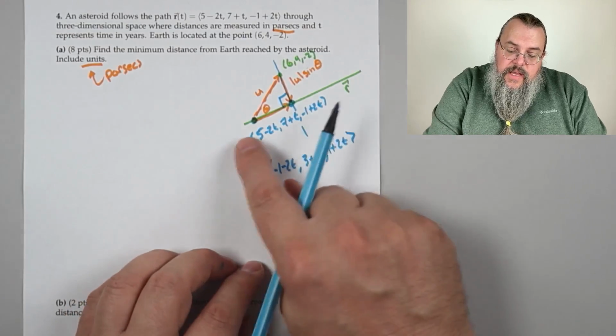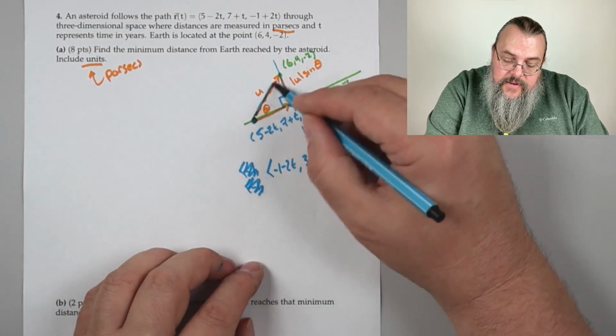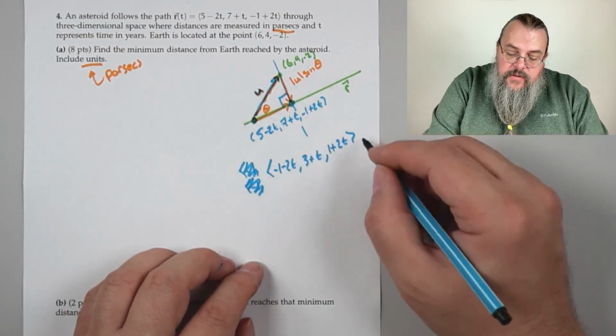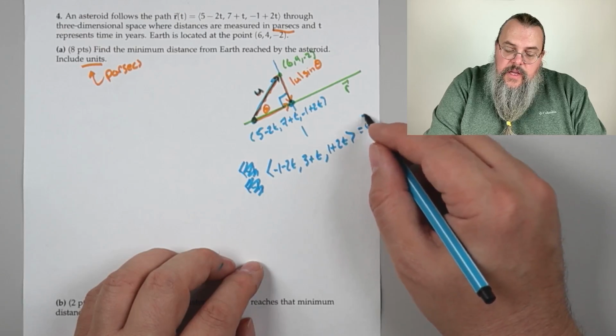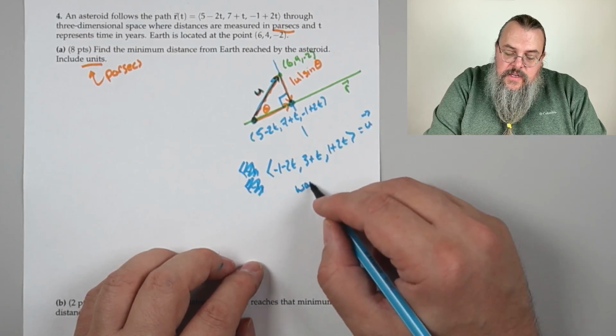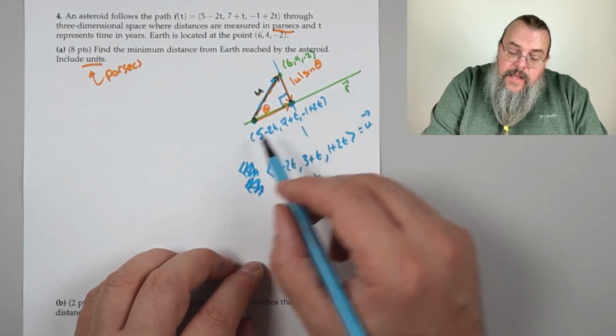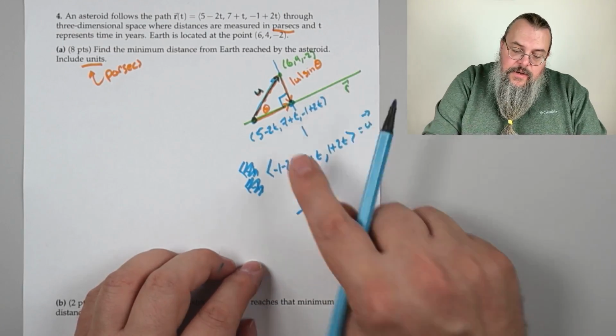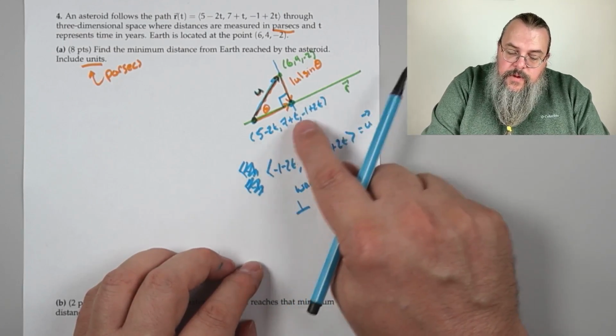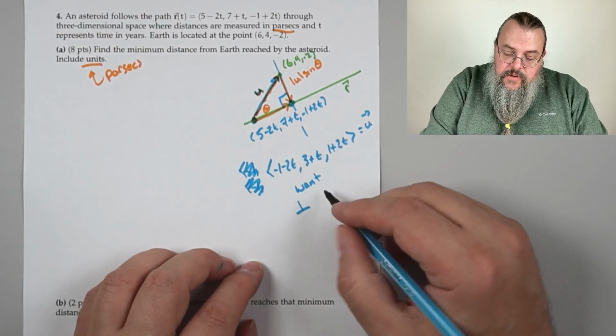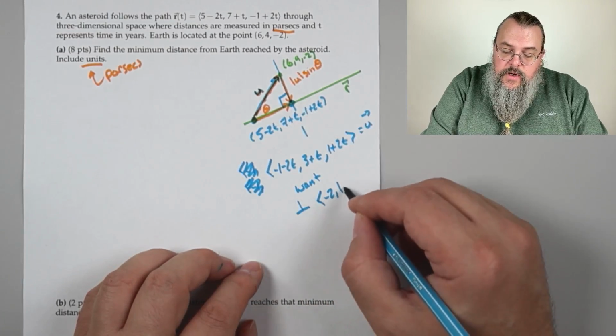All right, so that's an arbitrary vector here. We could call this u. Here's our u. And we want this to be perpendicular to this line. Now, what's the direction of this line? We can read it off. It's the coefficients of t. So (-2, 1, 2).